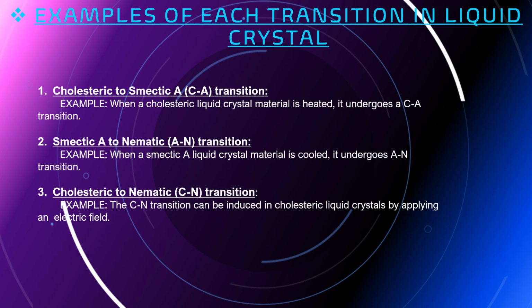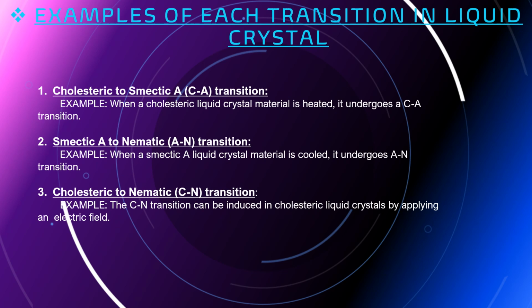And the second one is smectic A to nematic, that is the AN transition. When a smectic A liquid crystal material is cooled, it undergoes an AN transition. An example is the transition that occurs in liquid crystal displays. As the temperature decreases, the outer layers of the smectic A phase break down and the material becomes a nematic liquid crystal with molecules aligned along a particular direction.